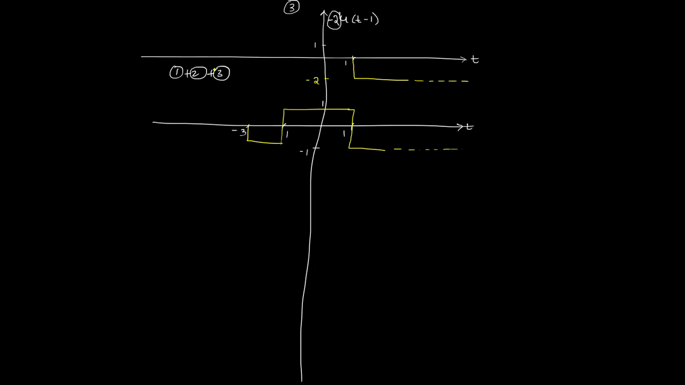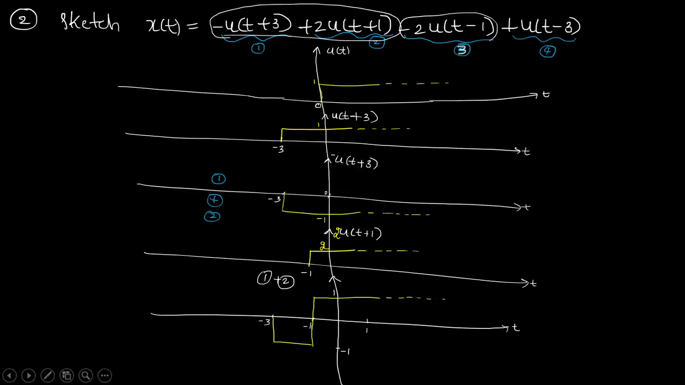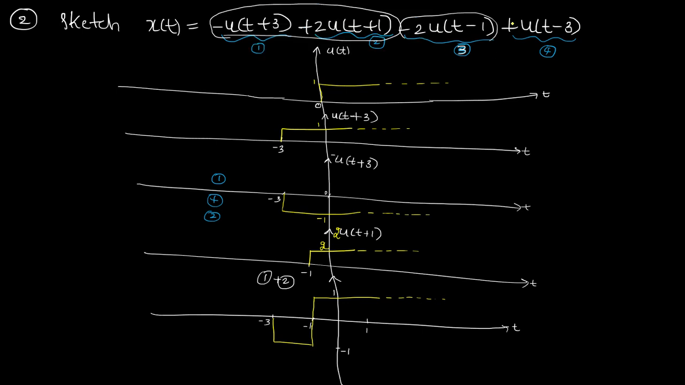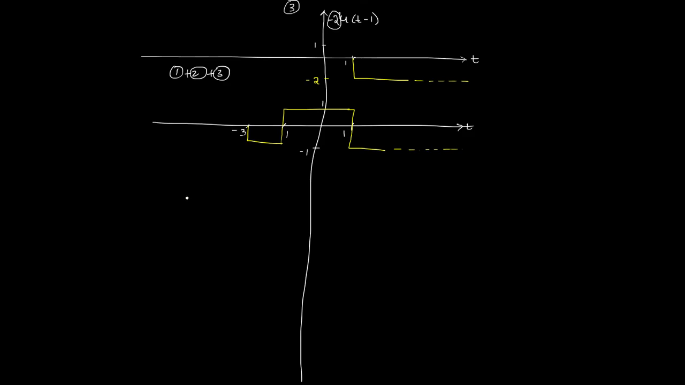This is 1 plus 2 plus 3. So this is over, 1 plus 2 plus 3. Now what I have to do last is add all of 1 plus 2 plus 3 with 4. So let me sketch the fourth, u of t minus 3.